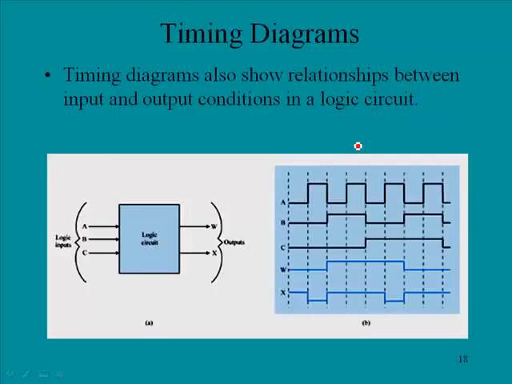Timing diagrams. Timing diagrams also show relationships between input and output conditions in a logic circuit. And so here we have our logic circuit. Here we have 3 possible inputs and 2 possible outputs. And here we're showing, and this is typically what you would see in an oscilloscope, it's reflecting the highs and lows, and these are the inputs, and then these are the resulting outputs. We're not going to analyze this at this time, but this is typical of what you would see concerning inputs and outputs into a digital logic circuit.